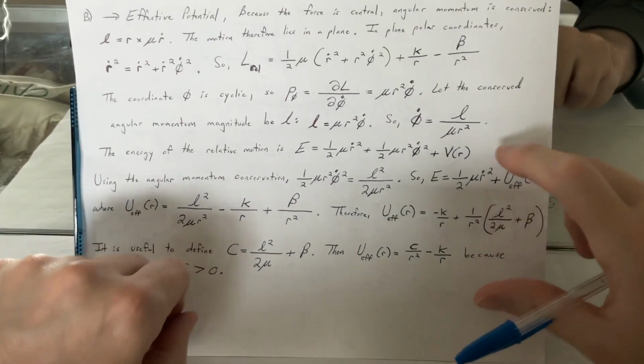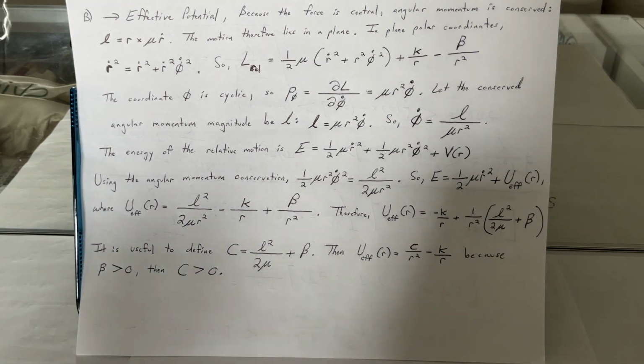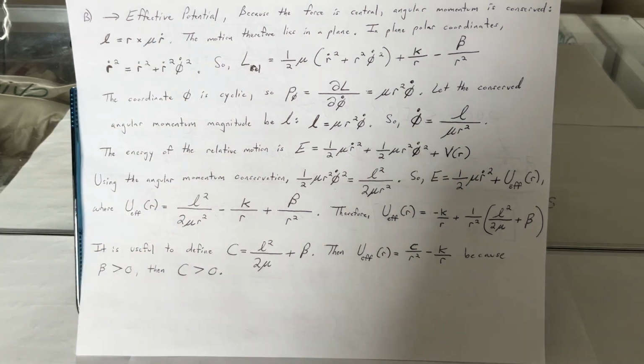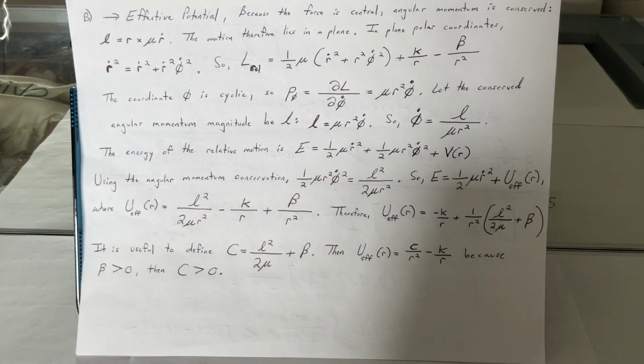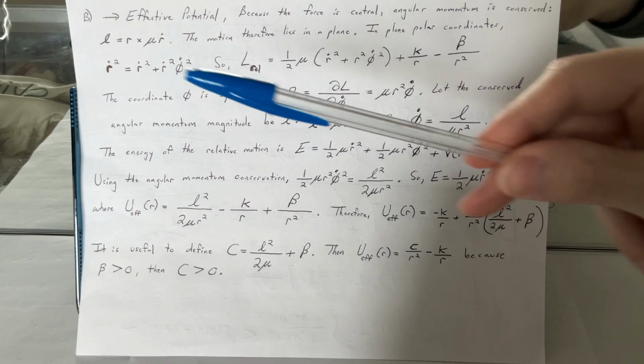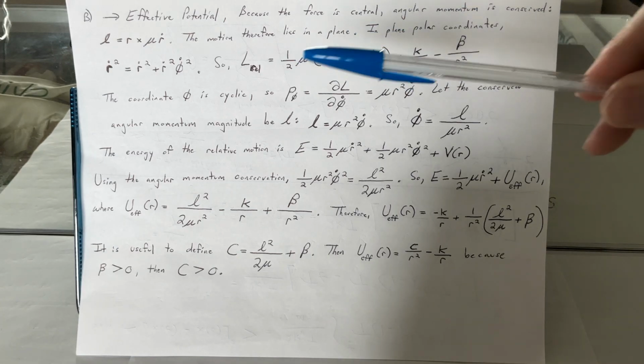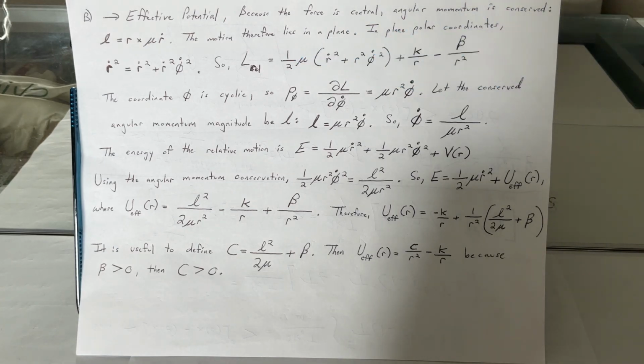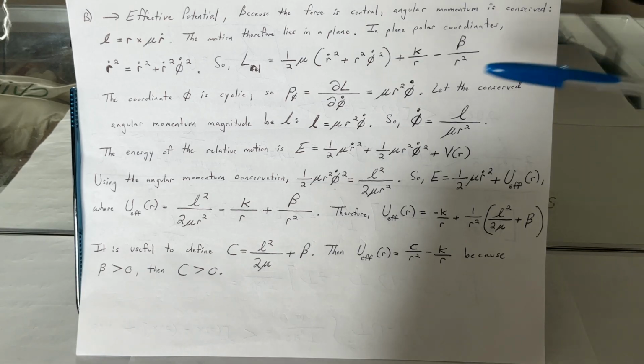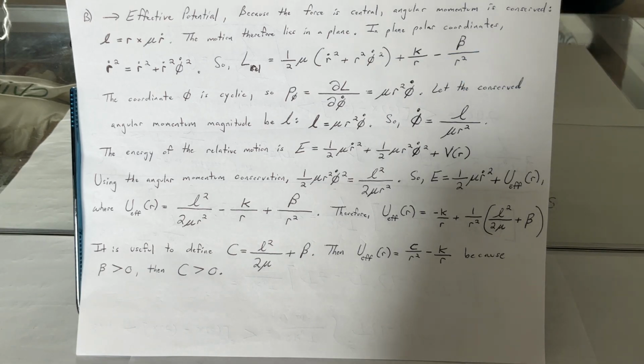Okay, moving along to part B, effective potential. Because the force is central, angular momentum is conserved, L = r cross μ r dot, and the motion therefore lies in a plane. And in plane polar coordinates, r dot squared = r dot squared + r squared phi dot squared. So L_rel = 1/2 μ (r dot squared + r squared phi dot squared) + k/r - β/r².